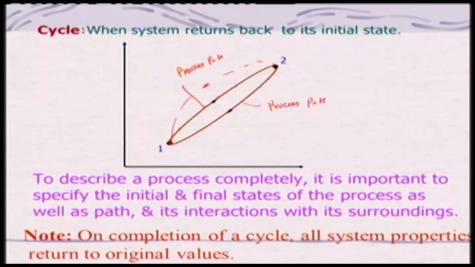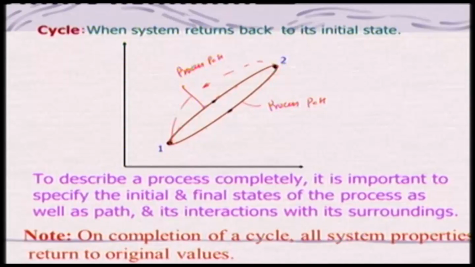So, to describe a process completely, I am just repeating again, it is important to specify the initial state and the final state of the process as well as the path and its interaction with the surroundings, right. So, this is very important when you describe a process completely. That means, you need to know the initial state, the final state, and also the path taken by the system during its interaction with the surroundings.